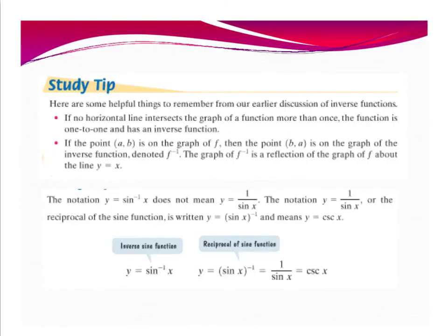Okay, so quick study tips, everything that I've been saying thus far. If no horizontal line intersects the graph of a function more than once, the function is 1 to 1 and the inverse is a function. We did that horizontal line test. The sine graph is not a 1 to 1 function, so we have to restrict the graph. If the point (a, b) is on the graph, then the point (b, a) is on the inverse graph.